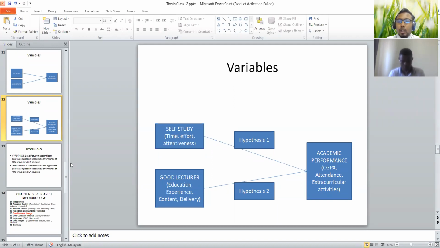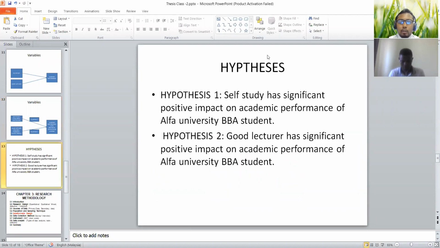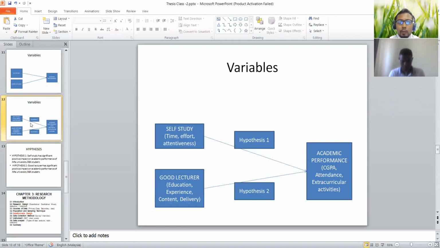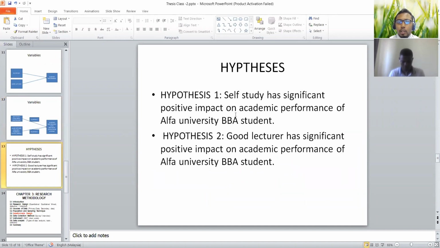Clear, sir. Okay, thanks. So that's why you see the hypothesis. For this framework, we have two hypotheses. Self-study has a significant positive impact on academic performance. Good lecturer has a significant positive impact on academic performance.